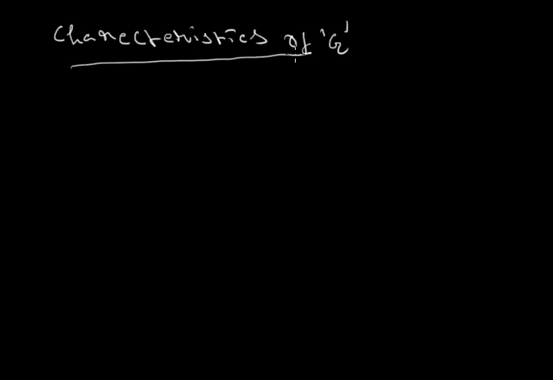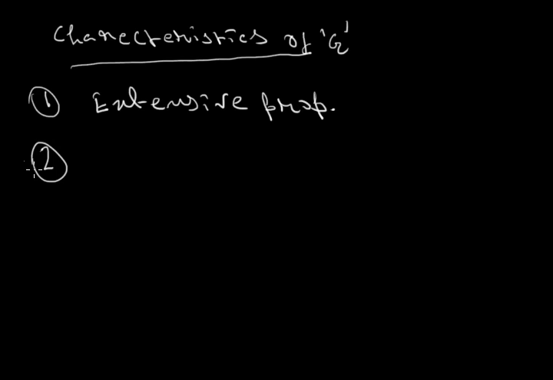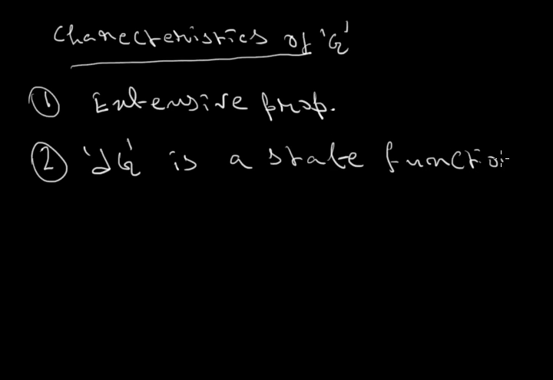Now let us consider the characteristics of G. Number 1. It is an extensive property of the system. Number 2. Its change, that is dG, is a state function. That means the change of Gibbs free energy depends only on the final state and initial state, but not on the path of transition.